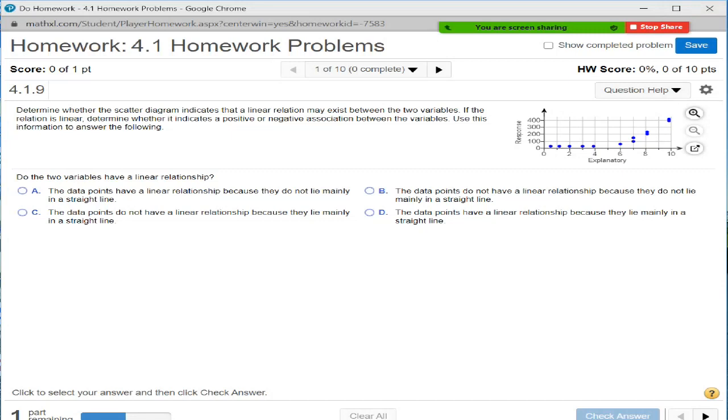This is during our synchronous session time. We have one student here with us. We're going to take a look at Chapter 4 homework problems. These are the ones due tomorrow, Thursday, and we're starting a new topic.